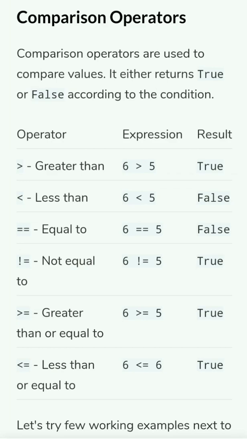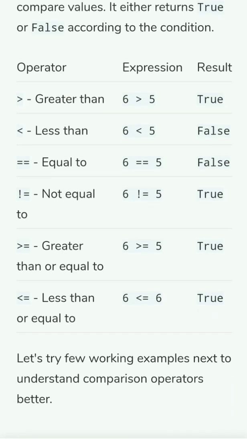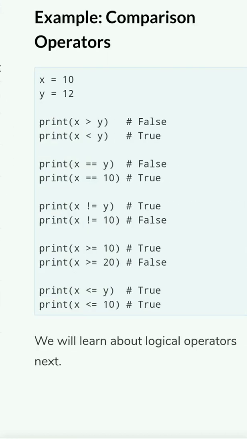There are many operators where you compare values and it returns either true or false according to the condition. So there is the greater than operator, the less than operator, the equal to operator, which is a comparison operator, the not equal to operator, the greater than or equal to operator, and the less than or equal to operator. So let's try these examples.